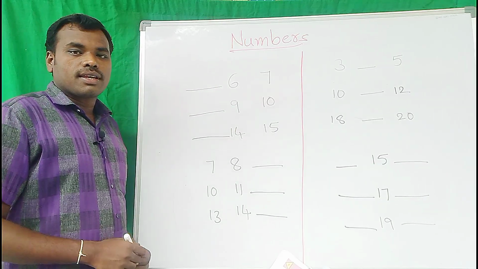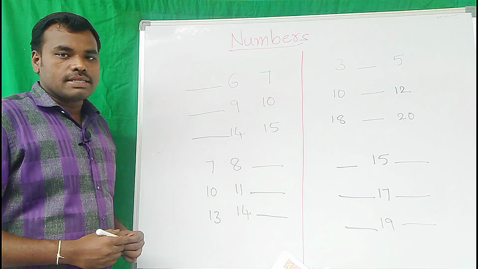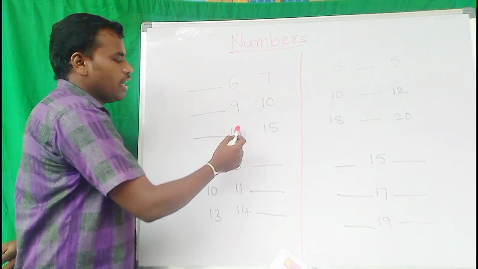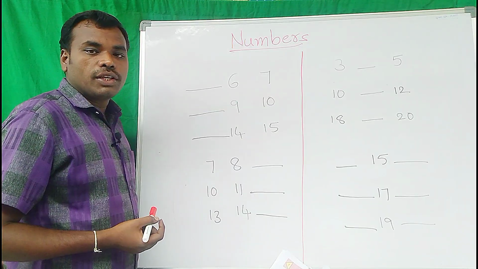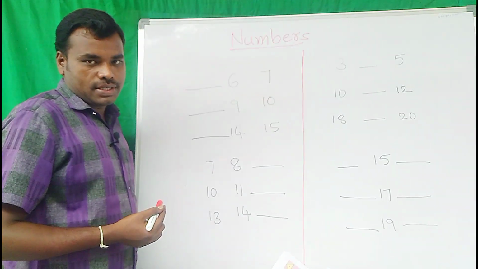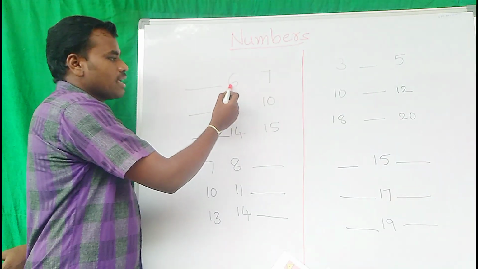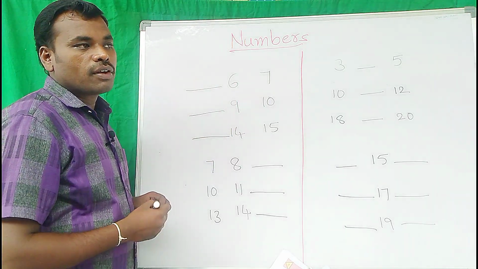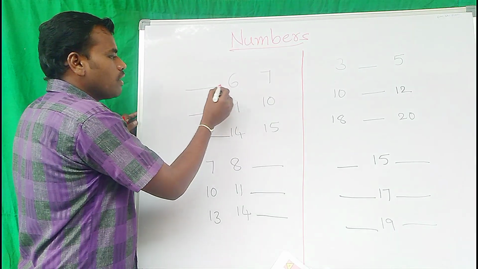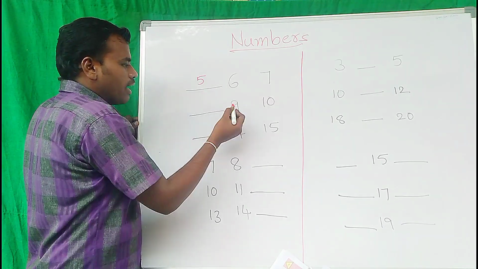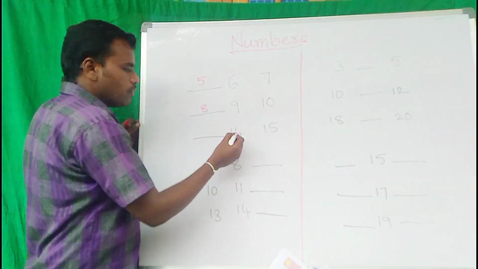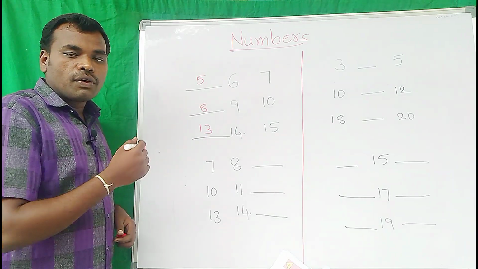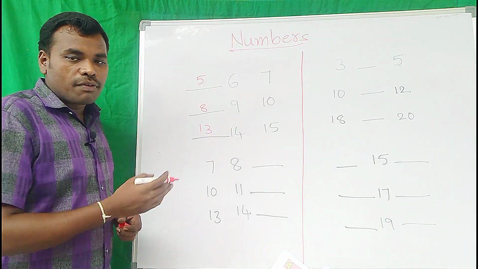My dear students, now see these numbers. Here we have 6, 7, 9, 10, 14, 15. We need to write the before numbers here. So see here, 6 and 7. What will come before 6? 5. And 8 before 9, 13 before 14. So these are the before numbers.